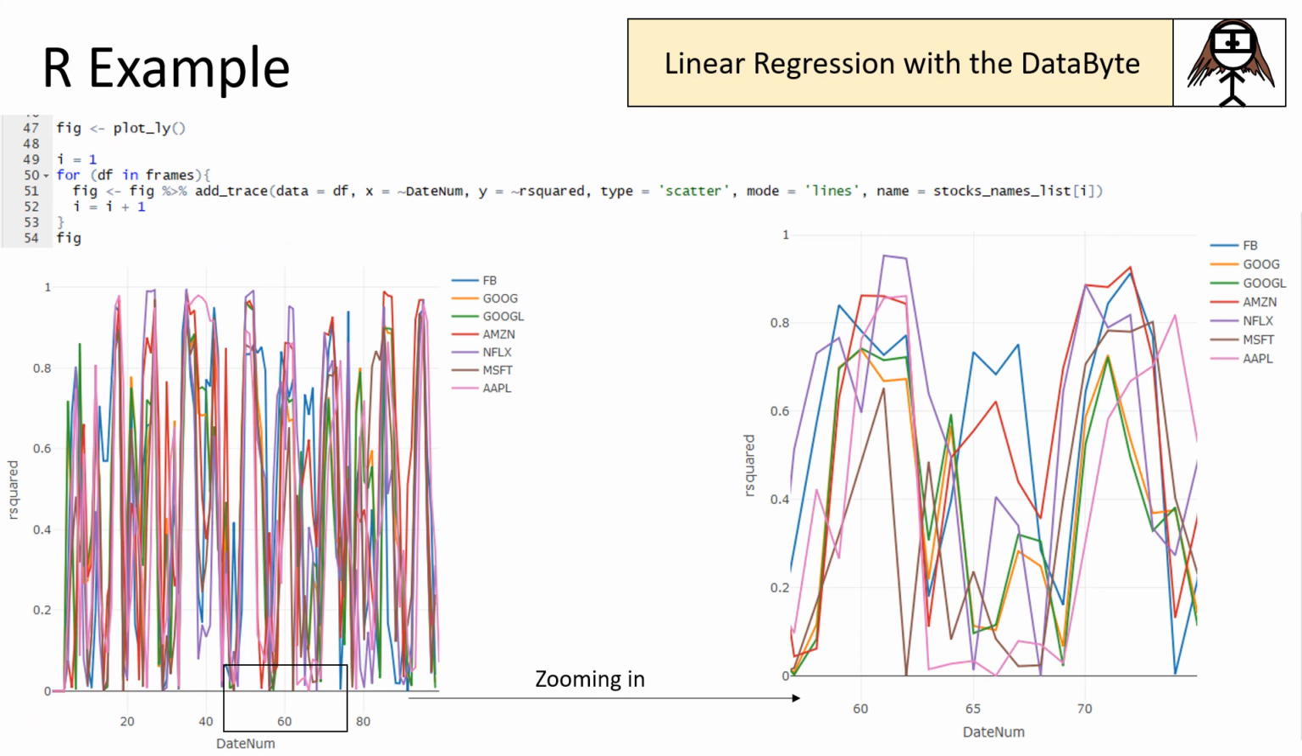Now we're ready to plot the results. Like we did in Python, we're using a for loop and using the add trace functionality to add a separate line to the visualization to represent each stock. In a way, these plots look like some children just grabbed a bunch of crayons and went to town. But when you zoom in, you can kind of see some cyclical patterns of linearity.